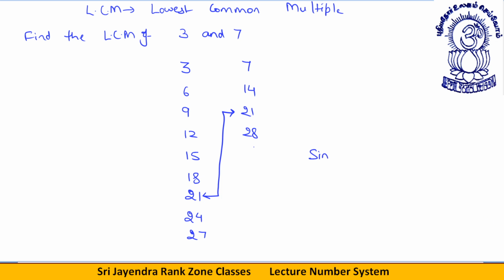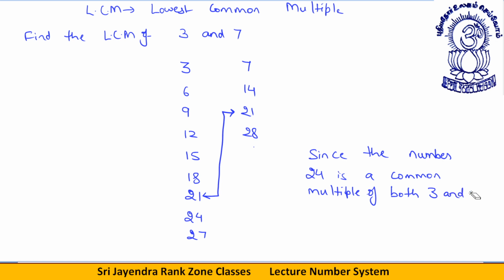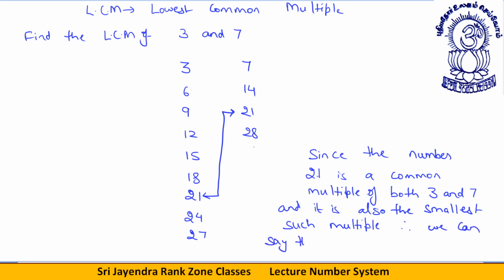Since the number 21 is a common multiple of both 3 and 7, and it is also the smallest such multiple, therefore we can say that 21 is the LCM of 3 and 7. 21 is the LCM of 3 and 7. Let's take one more example, an easy one. Then I will take a big one.